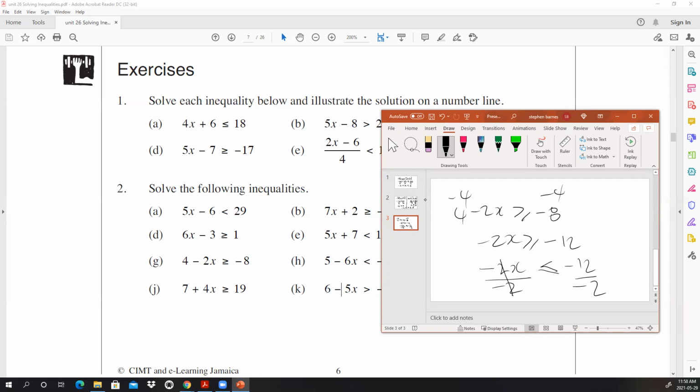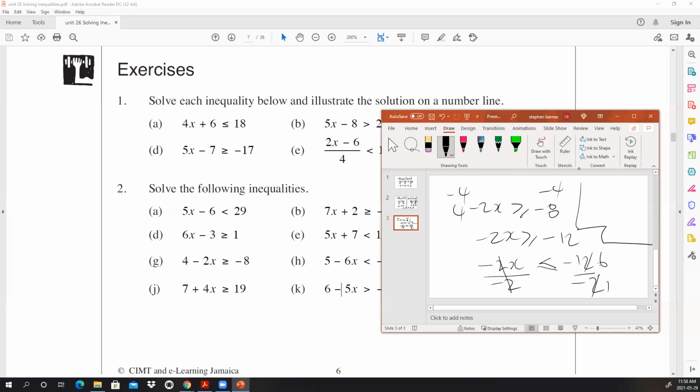So once I divide or multiply by a negative, I have to change the sign. Some of you didn't remember that little part, and that's why I'm going to bring it up. So now you can get 6 right here. I'm not even going to include another sign, I'll just put it like so. And so this is the 6. So x is less than or equal to 6. So that is the answer.